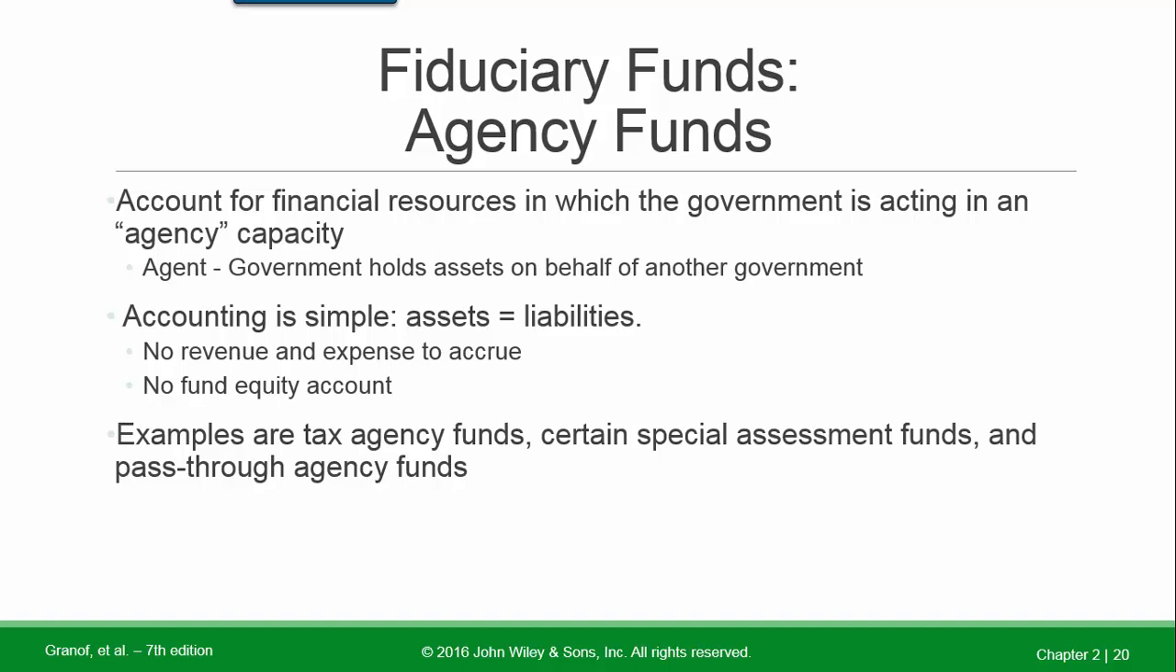Agency funds account for financial resources in which the government is acting in an agency capacity. The government holds assets on behalf of another government. Accounting is simple: assets equal liabilities. No expenses, no revenues, no fund equity. Examples: tax agency funds, certain special assessment funds, and pass-through agency funds.